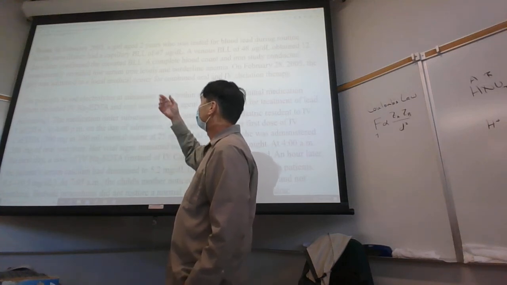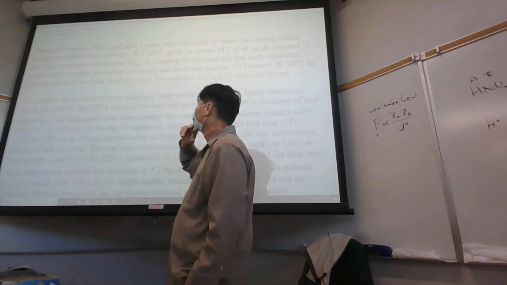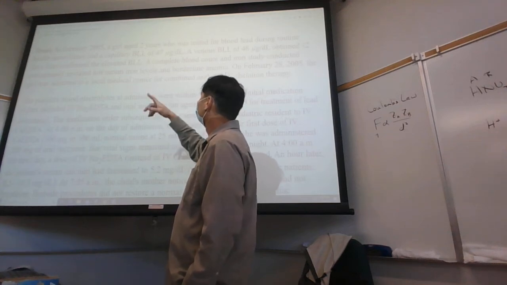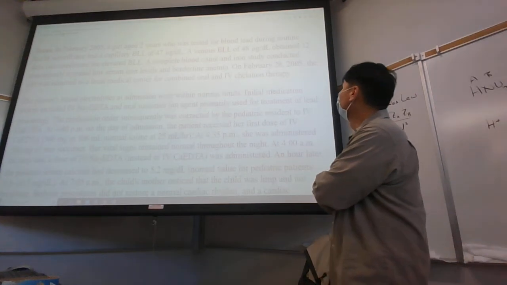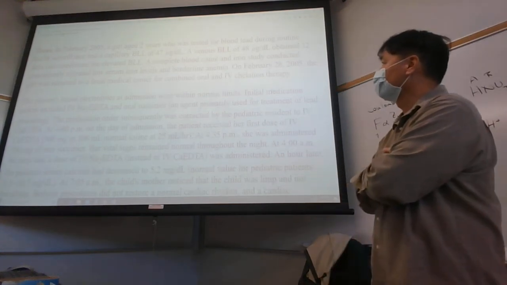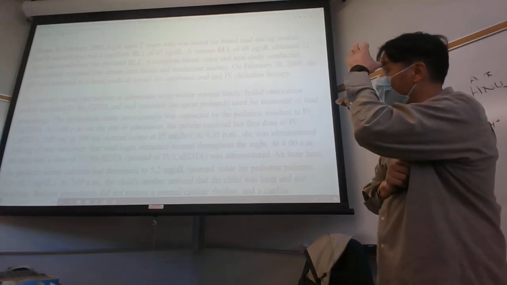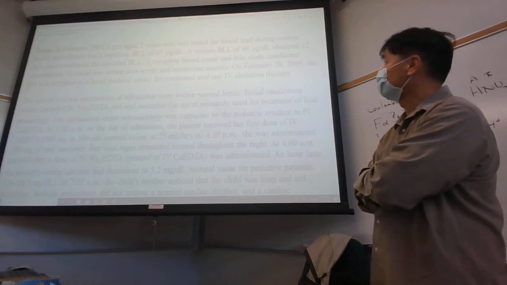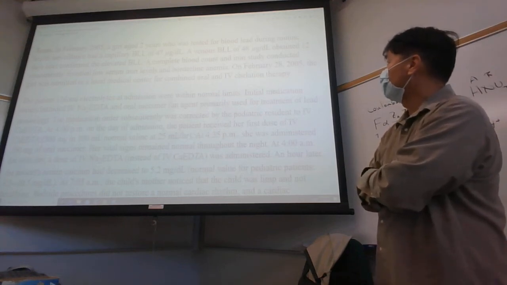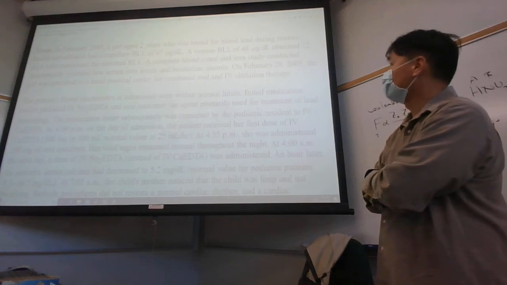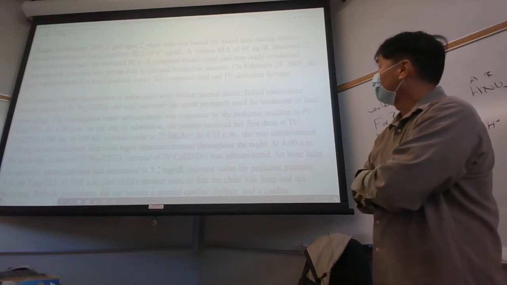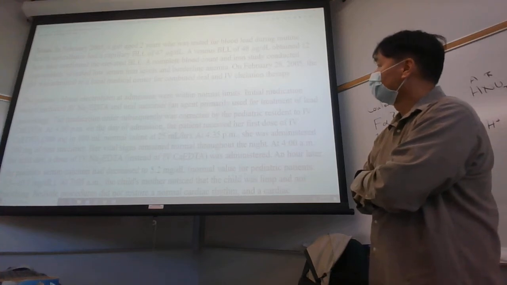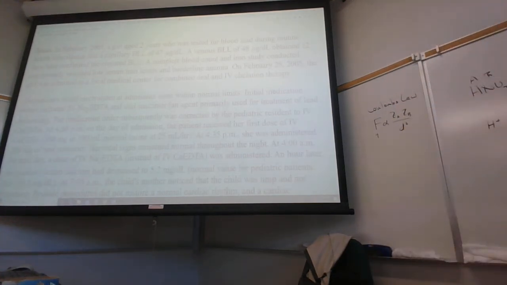In February 2005, wow. That was how many years ago? A girl aged 2 years who was tested for blood lead during routine health surveillance had a capillary BLL, blood lead level, of 47 micrograms per deciliter. A venous BLL of 48 micrograms per deciliter obtained 12 days later confirmed the elevated BLL. A complete blood count and iron survey conducted concurrently revealed low serum iron levels and borderline anemia.